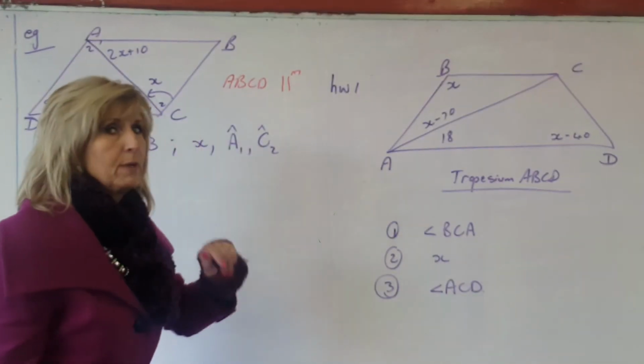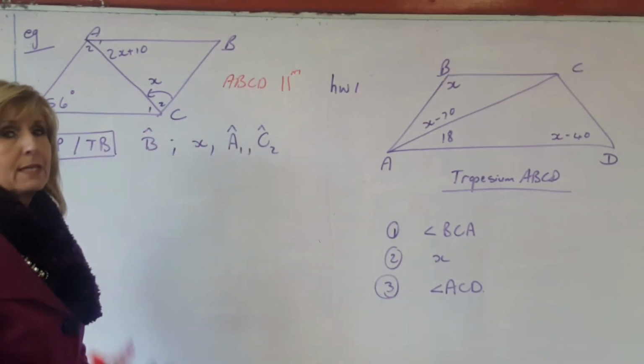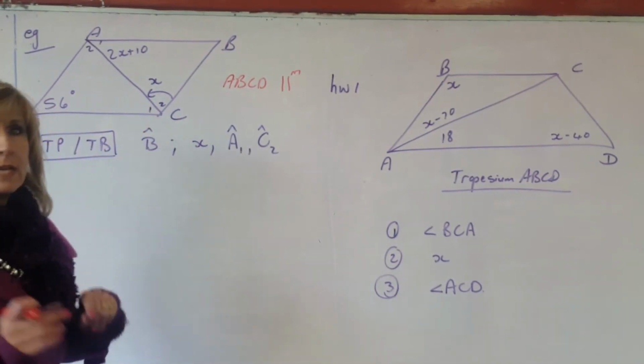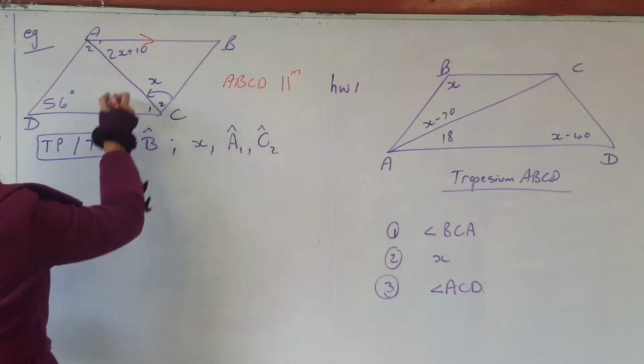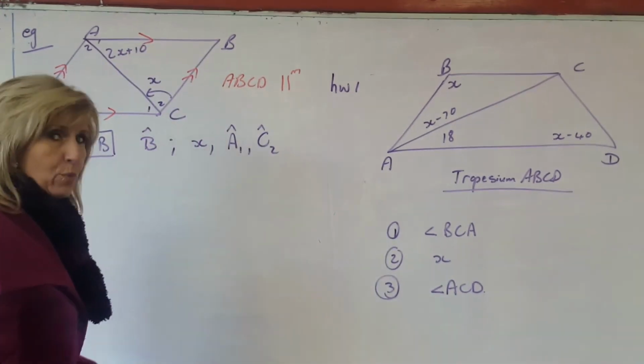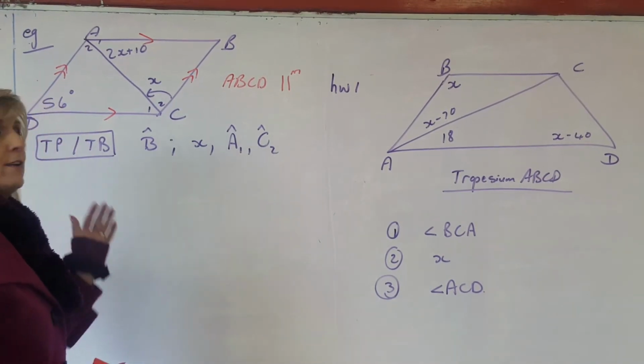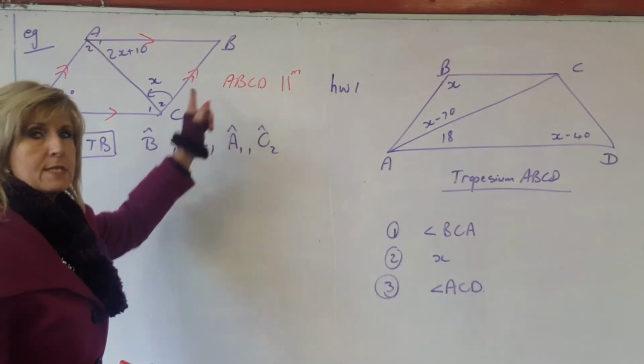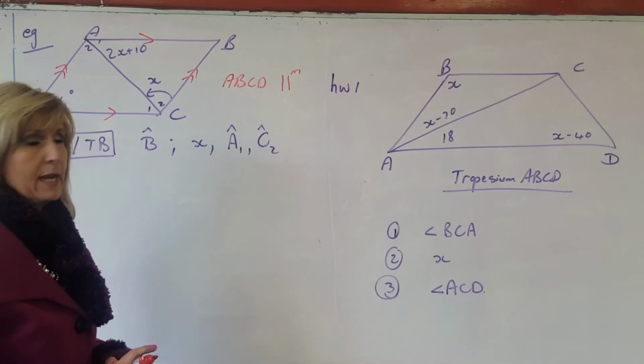So they told me that ABCD was a parallelogram. Hulle het gesê is 'n parallelogram. Wat sê dit vir jou? Jy kan dan hierdie ewewydige lyne gaan insit. So they don't have to put it on there. We usually do, but they don't have to put it on there if they've said in words this is a parallelogram. So daar's die ewewydige lyne.